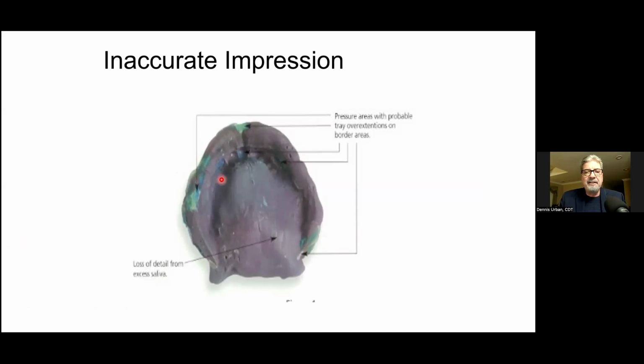You can see over here, pressure with overextension of the tray, that's going to cause a problem. We see the tray show coming through here in the impression material and loss of detail over here from excess saliva. What's going to happen now? I would get this in the laboratory, look at it, pour up the model, and make a new custom tray, and really ask the doctor to take a new impression.